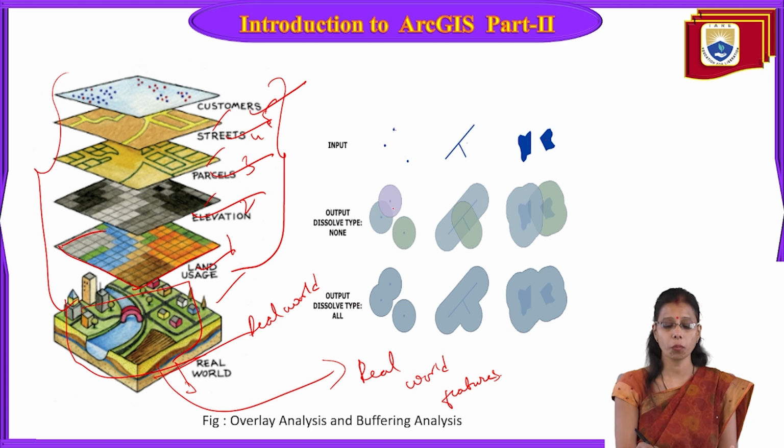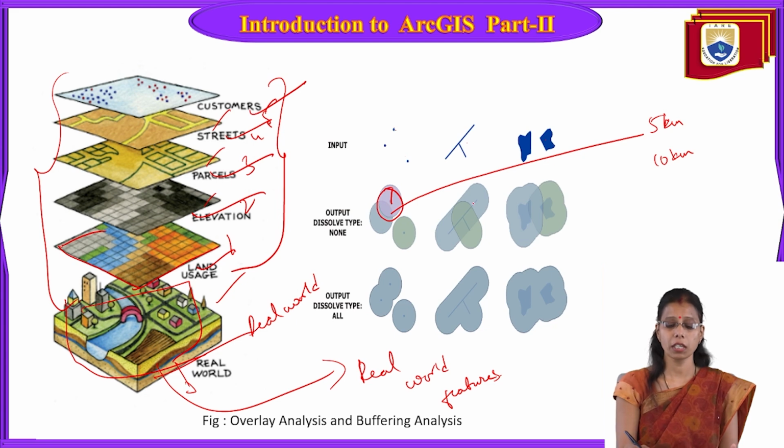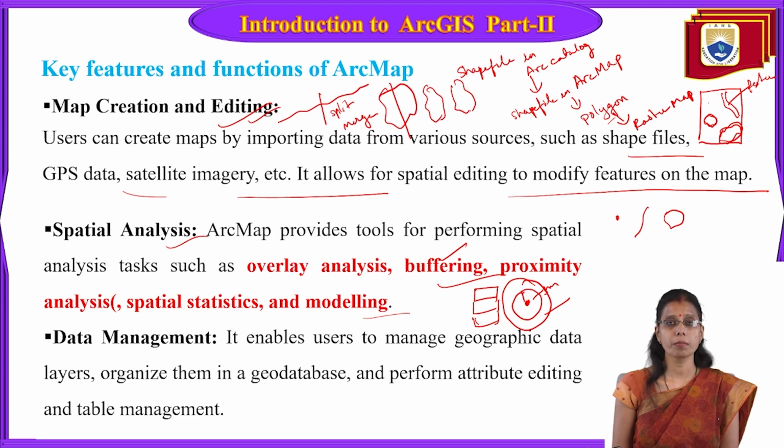If you want to create a buffer for a point, the output dissolve type is none. For example, this is a 5 kilometer buffer or 10 kilometer buffer. To create it, you just run the buffer tool in the ArcToolbox, in the geoprocessing tools, and there you can see the buffer like this. Same thing for the line feature. If you want to create a buffer for the line feature, it will be created the same way. For the polygon, this is the actual polygon, and the buffer is created like this out of it. So this is what you can do in ArcMap. You can do buffer and overlay analysis, proximity analysis, and spatial statistics modeling.